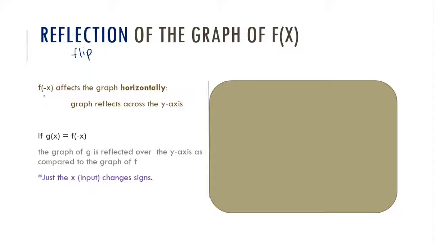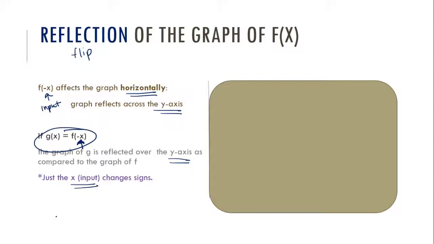So f of negative x, okay, this is changing the input, just the x, affects the graph horizontally when we cross the y-axis. So this is my general rule. If g of x equals f of negative x, the graph of g is reflected over the y-axis as compared to the graph of f. So just the x input changes sign.